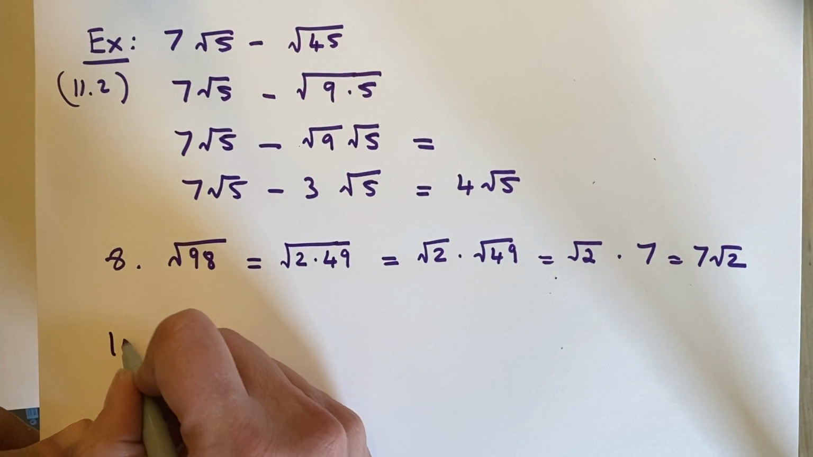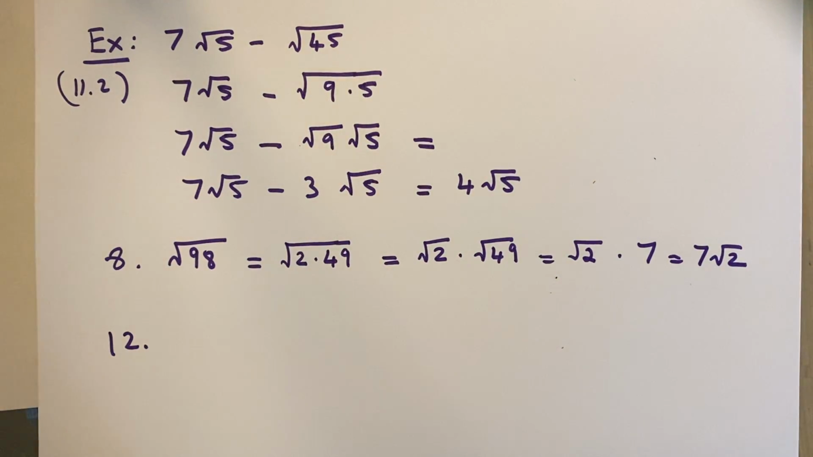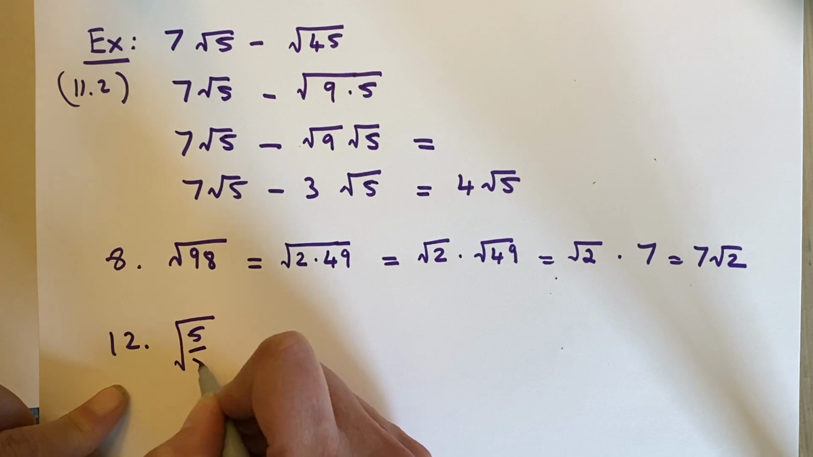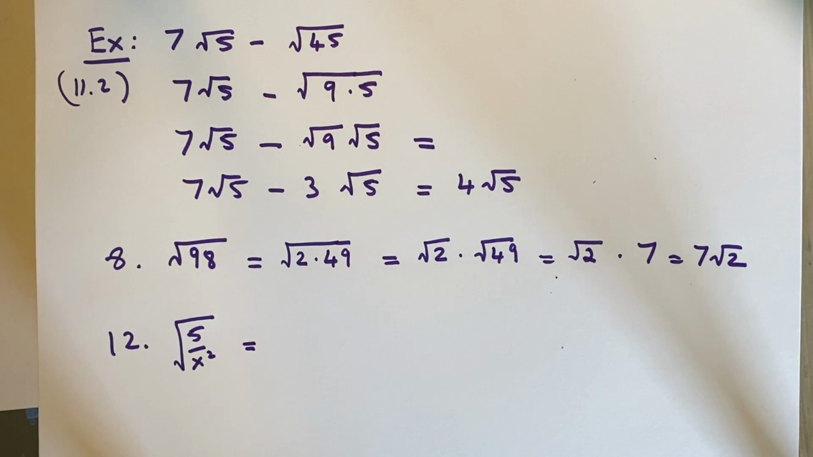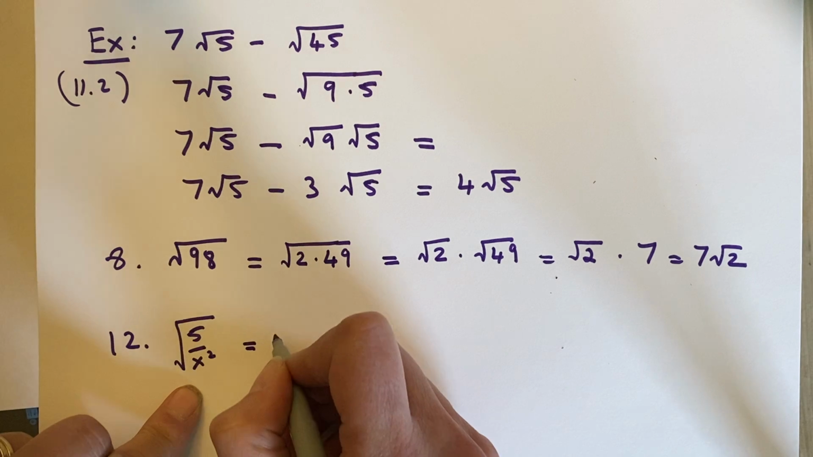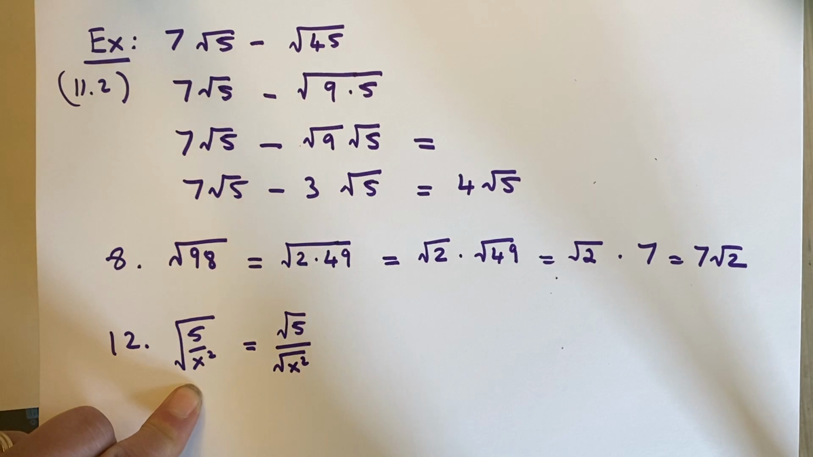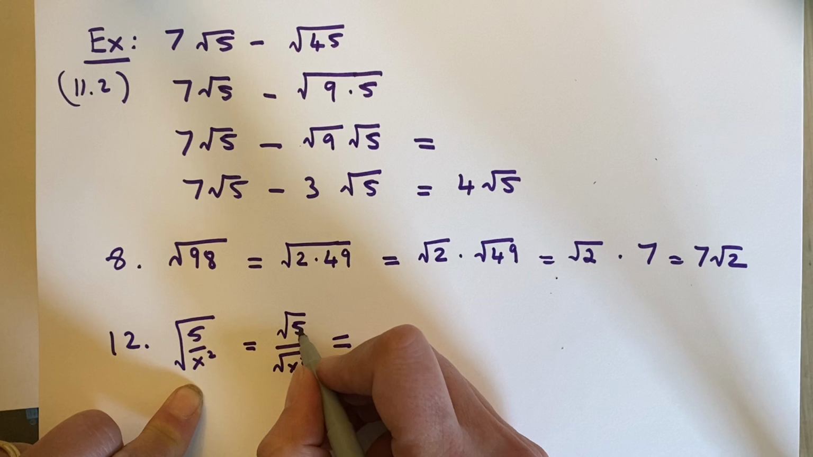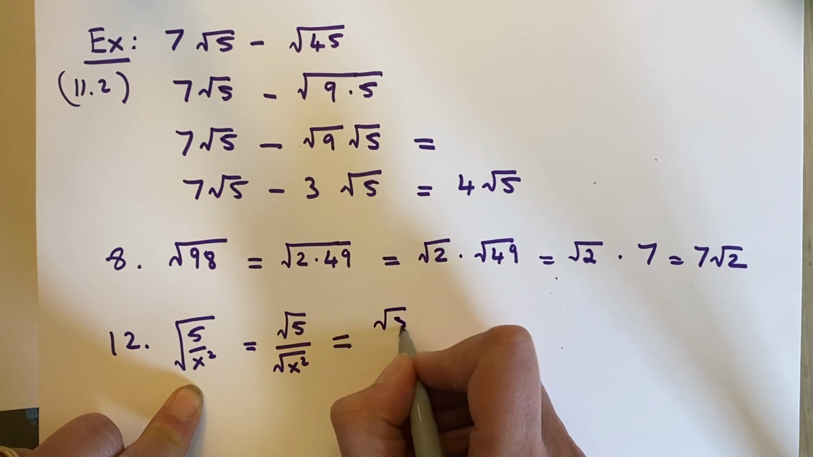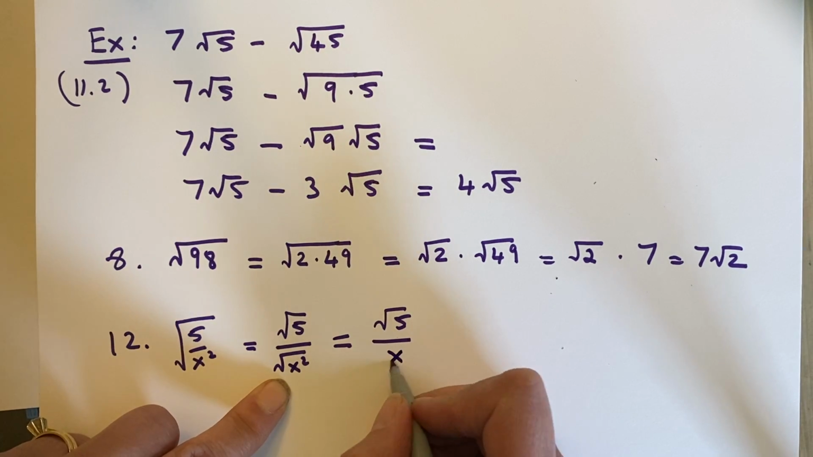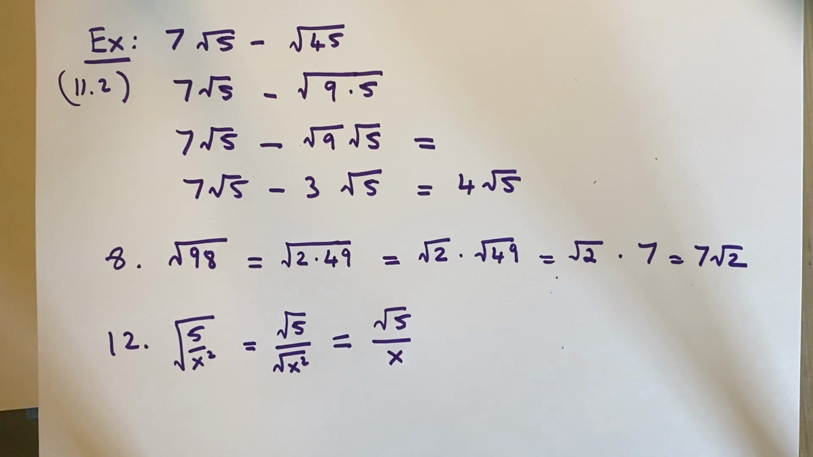Number 12 tells me the square root of 5 over x squared. When I have a quotient, I can break it up with square root on top and square root on the bottom. And I can deal with each of these separately. Well, this is as simplified as it gets, but this is not, because I have the square root of a perfect square. And I know that the square root of x squared is just x. And so this is my answer.